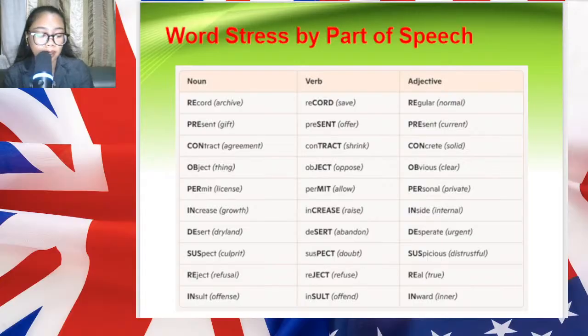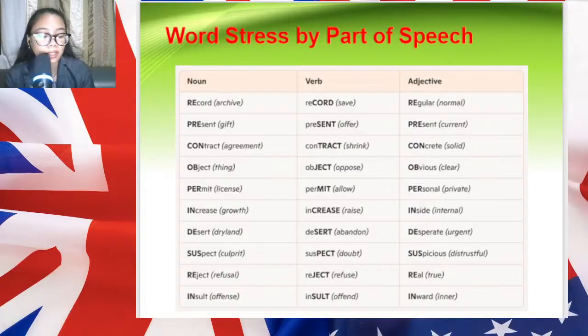Okay, all right. Let's have the first one. Record. Now, record, have you ever held a vinyl record? It's thick, it spins, and it holds music from decades past. So a record stores memory. It is something we can listen to, look at, or file away. Okay, the stress sits on the first syllable because we are naming a thing, an object, a noun. Whether it's a music record, a school record, or a world record, we are talking about something that was kept and preserved.